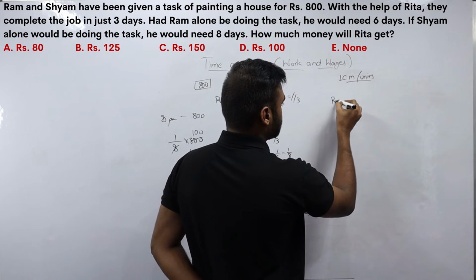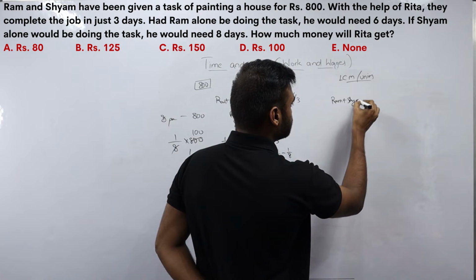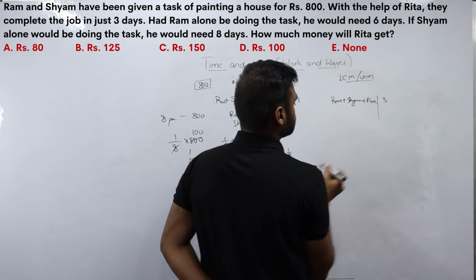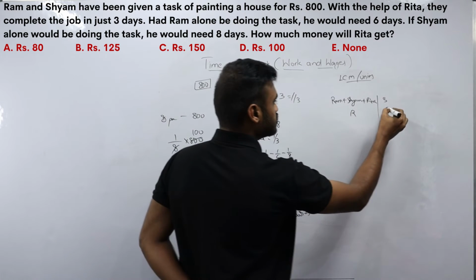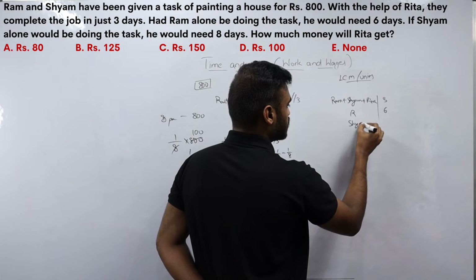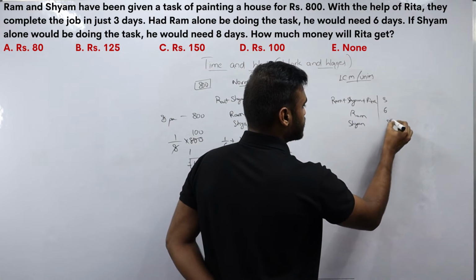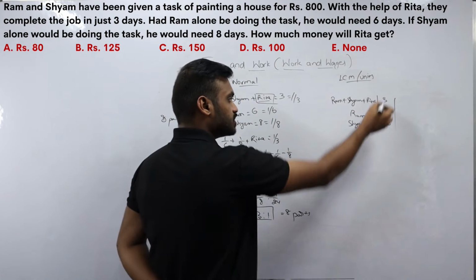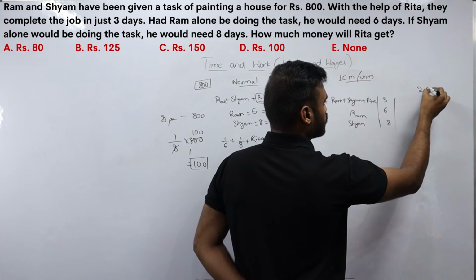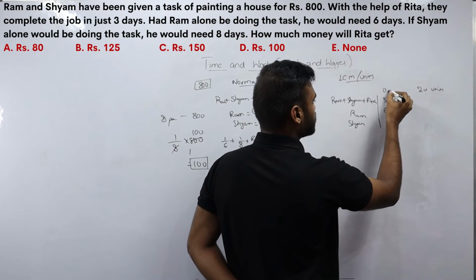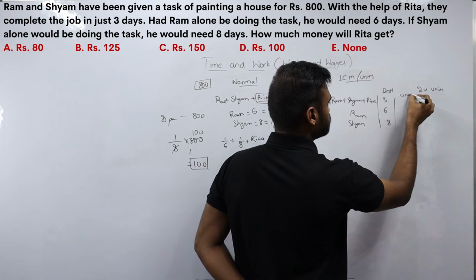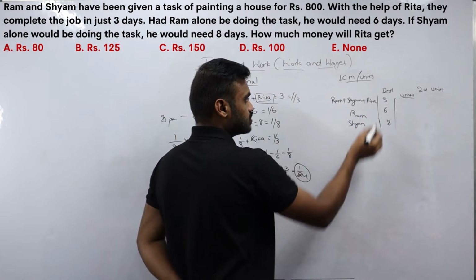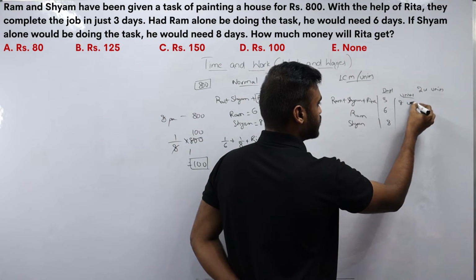They are saying that Ram plus Sham plus Rita can do the job in 3 days. Ram can do the job in 6 days and Sham can complete the work in 8 days. Now the LCM of 3, 6 and 8 is 24 units. Here days, here units. Now I will complete the total work in 3 days. So 24 by 3, that is 8 units per day.